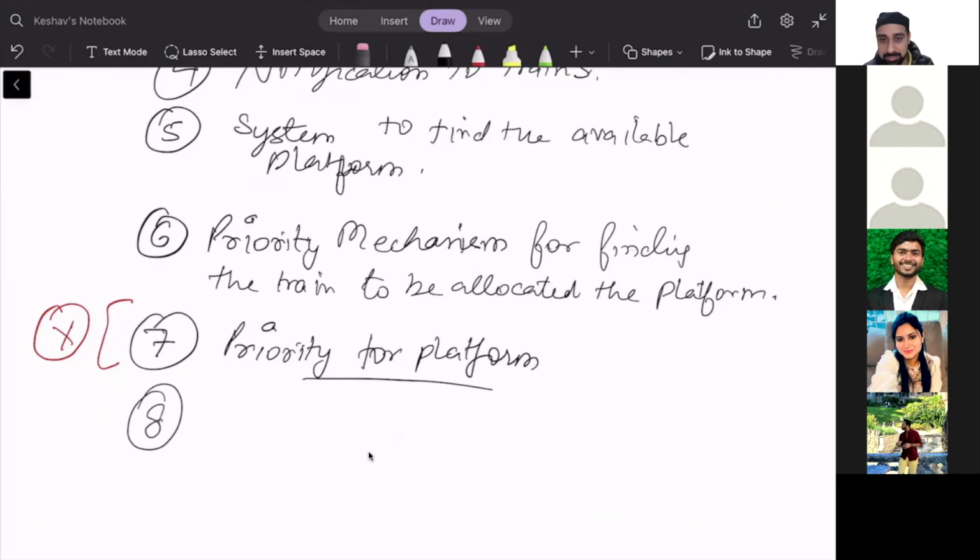Are we considering any system like when a train departs, then it should point out to that system that I have freed this platform and you can consider it as available? Yep. So a notification back to the system from trains. Should I say that? Yeah.